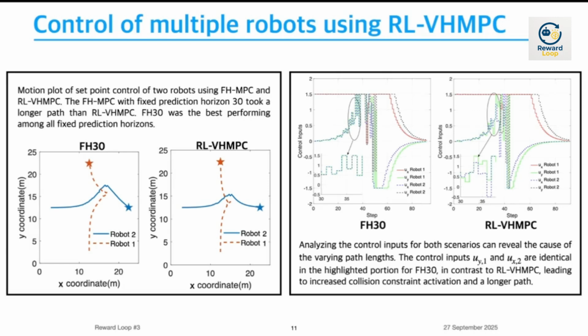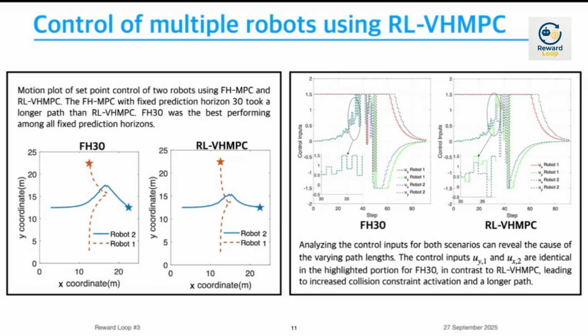But in the RL case, you see that the velocities are not identical. Now, it is important to note here that the robots are not actually being controlled by RL. They are actually being controlled, or their velocity is being generated, by MPC. But RL learned to manipulate the value of prediction horizon in such a way that it made one robot slower and one robot faster so that they do not reach the midpoint at the same time.